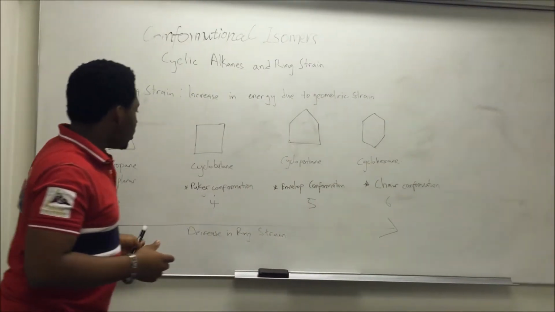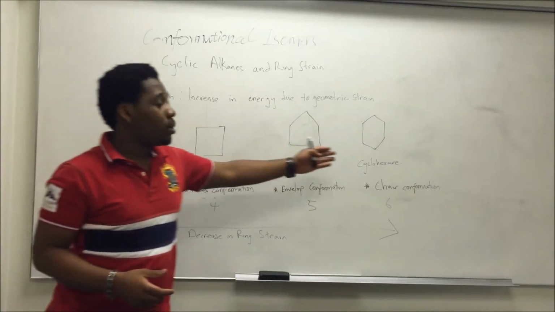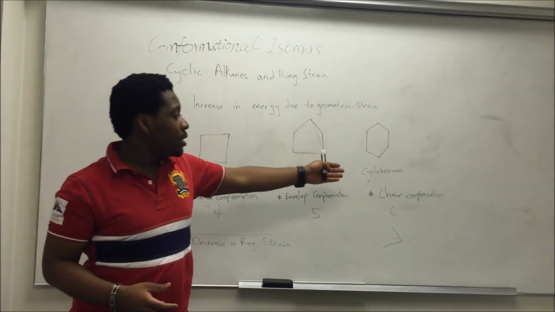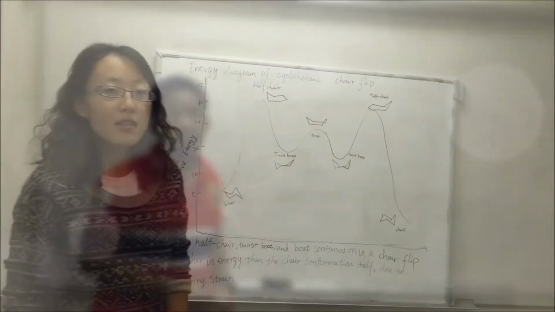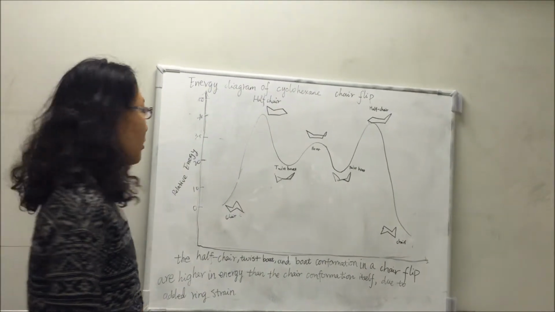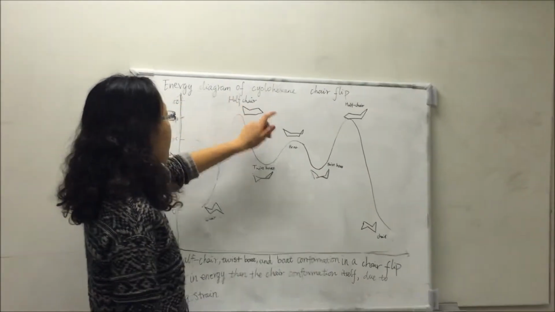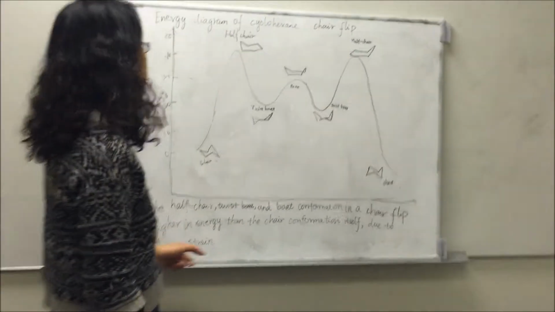Now, therefore, we see a decrease in ring strain as we go from cyclopropane to cyclohexane. In fact, cyclohexane almost has no ring strain. Cyclohexane can form a chair conformation. And here is the energy diagram of the cyclohexane chair flip.